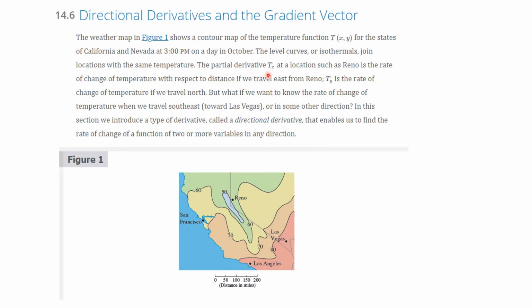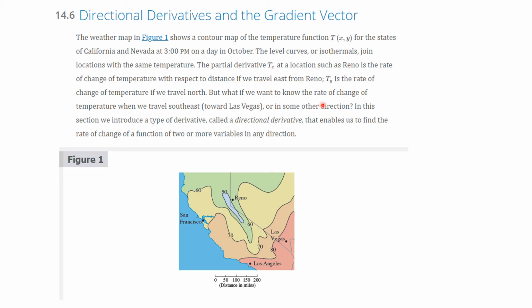The partial derivative T_x at a location such as Reno is the rate of change of the temperature with respect to the distance we travel directly east. So we'd be here. How does the temperature change as we go directly east, which is in the positive x direction? Similarly, T_y would be if we're going south from Reno. We could also go in the positive y direction, and that's going north. Actually, we would be going negative if we were going down there. So we end up talking about the partial of T with respect to y.